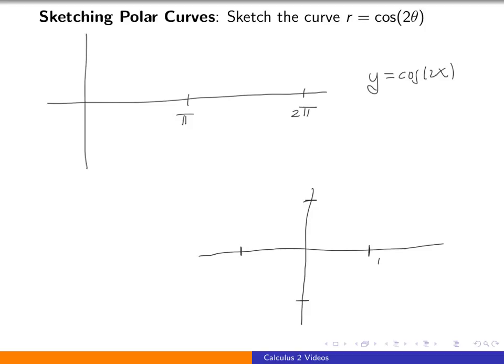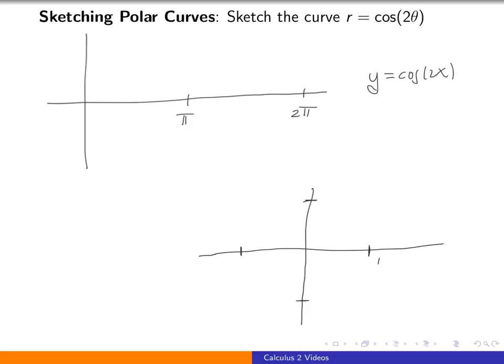In this video, we will continue sketching polar curves by looking at r equals cosine of 2 theta. And in this case, we're going to skip making the table of the r and theta values and see how we can instead focus on that Cartesian graph and use it to sketch the polar curve. So let's start by sketching y equals cosine 2x.